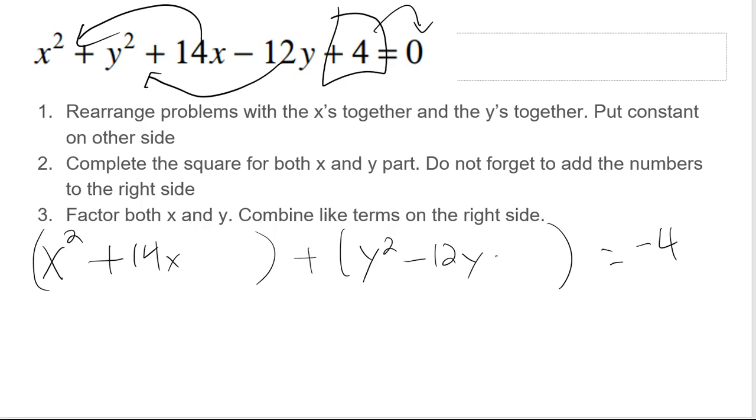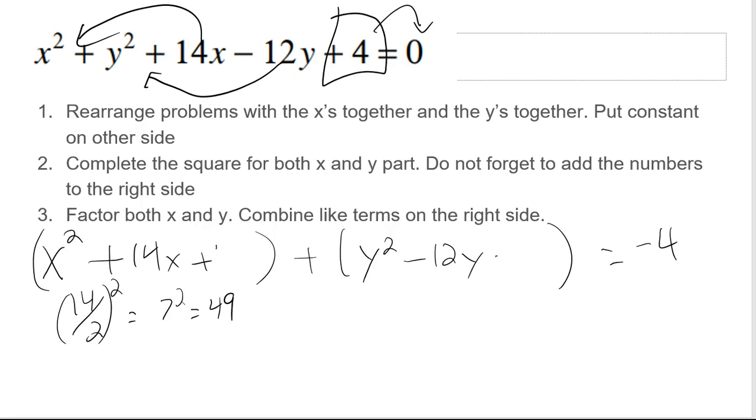Okay. So this is the hard part. These are all hard, but step number 2 is the hardest one. It says complete the square for both the x and y part. Don't forget to add the number on the right side. So what we're going to do is complete the square with 14. Just like we've done in a ton of examples, I'm going to take 14 divided by 2, and I'm going to square it. That equals 7 squared equals 49.